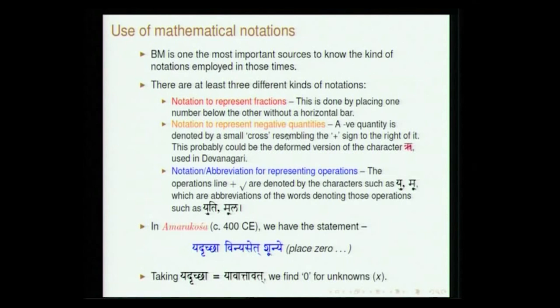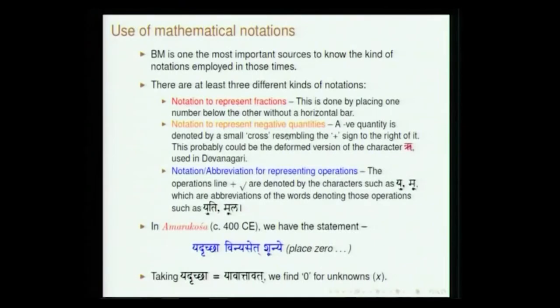In this connection, scholars have identified that there are at least three kinds of notations which have been employed. One is the notation to represent fraction, as I was mentioning. You place one number below the other, and this is understood as ratio, with a sort of horizontal bar. And then a notation to represent negative quantities, a kind of plus symbol. If a quantity is negative, you write the number and then put a small mark to the right above it. Some scholars have opined that this plus kind of symbol has to do with the word which they employed to refer to a negative quantity, rina. So this rina might have been represented with this kind of symbol. That is one suggestion which has been given.